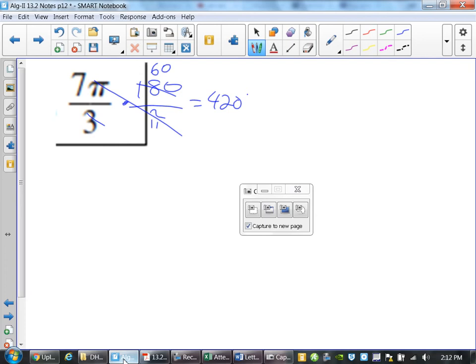I followed you up till the pi's drop. What's pi divided by pi? 1. Right, I got that part. What comes after that? 3 goes into 180 how many times? 3 goes into 18 how many times? 6. So it'll be 60. 60 times 7 is 420.